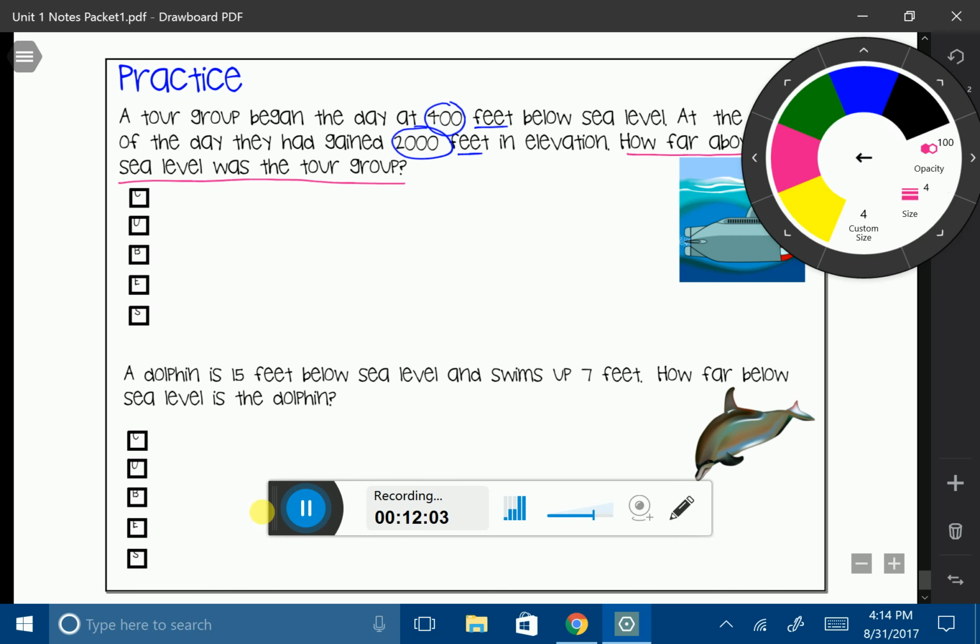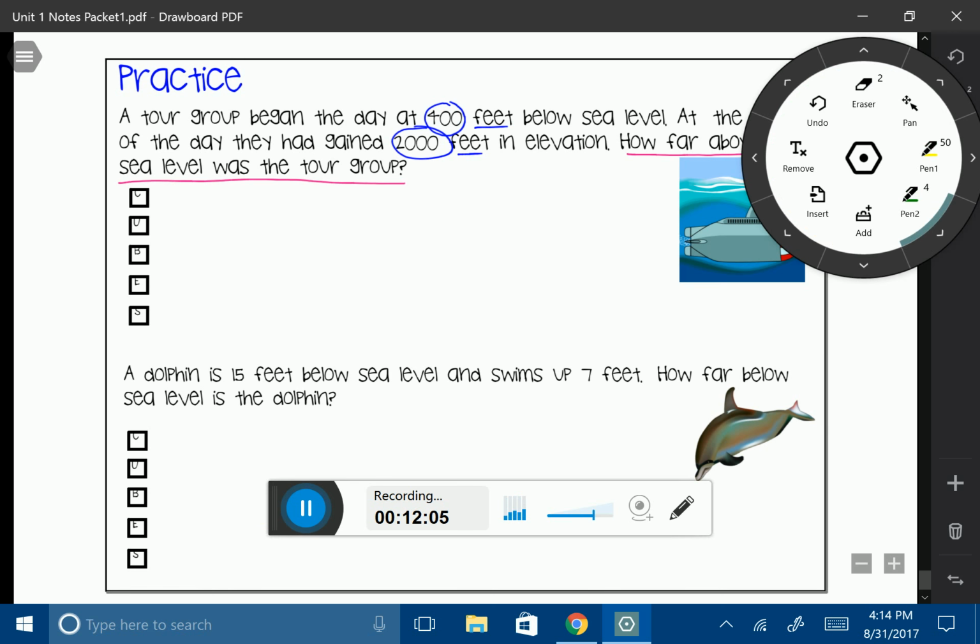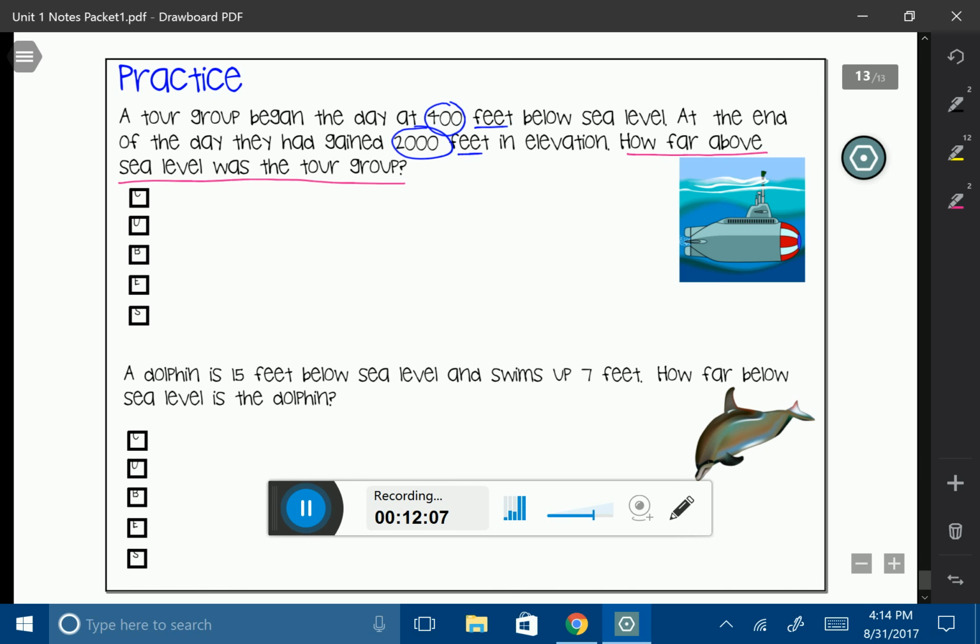Now I'm going to box my important words. I would say the first is below, again, below sea level. And I would say the word gained. Gained is another positive word. It's kind of like rise, where you're adding.